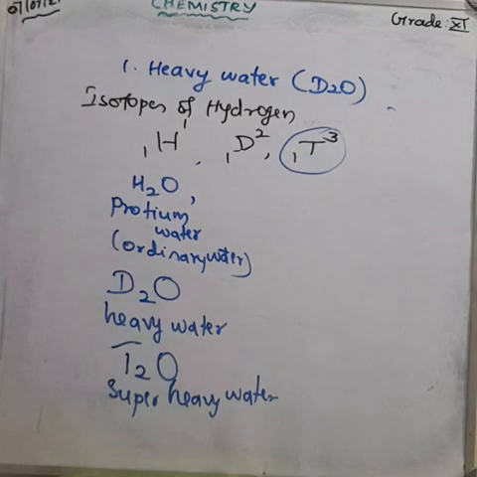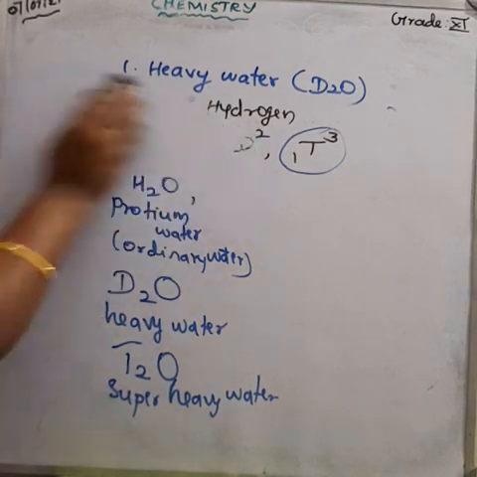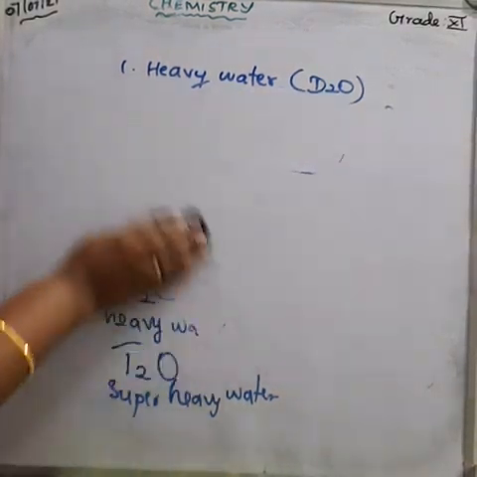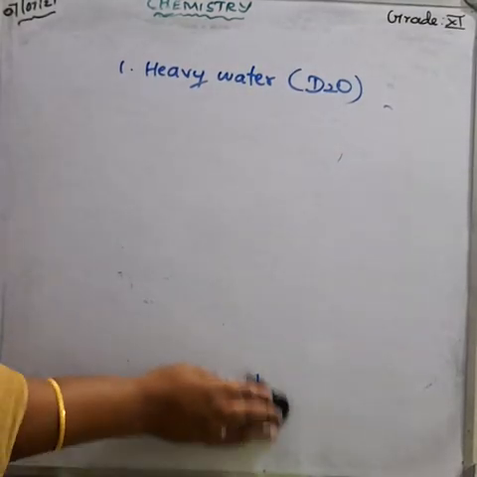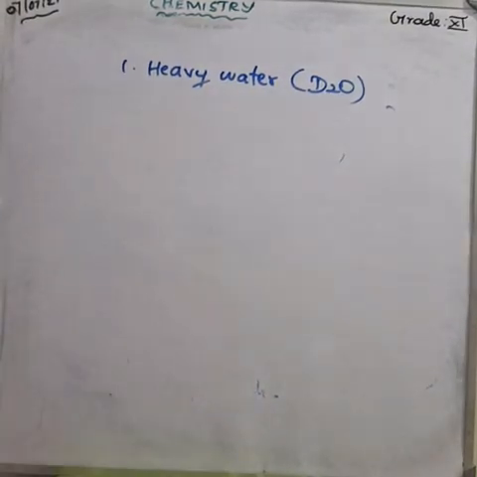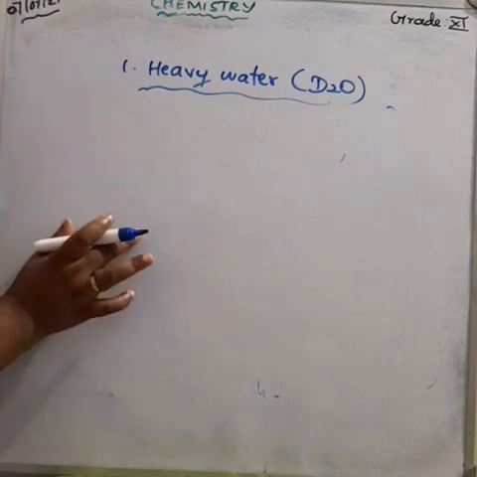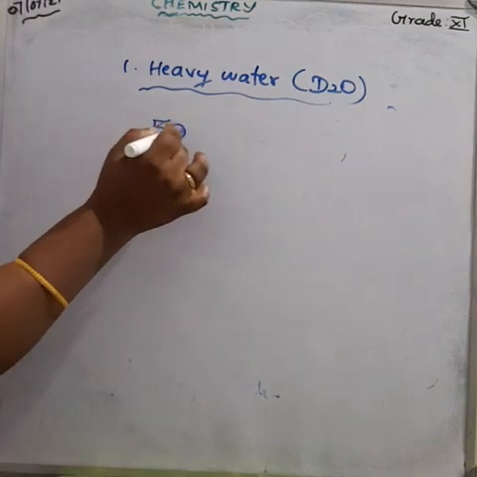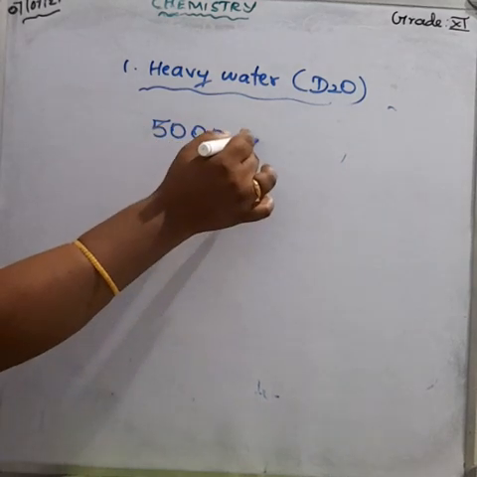Okay, now we are going to study heavy water, that is deuterium oxide, the oxide of heavy hydrogen. It is present in a very small amount in the earth's atmosphere. For example, 1 part of heavy water is present in 5,000 parts of ordinary water.